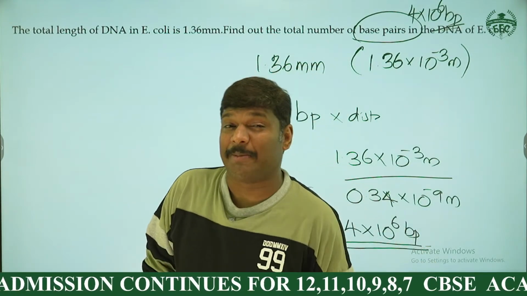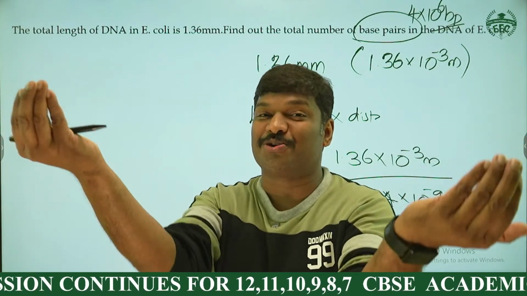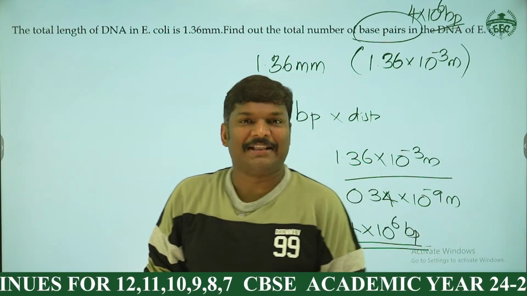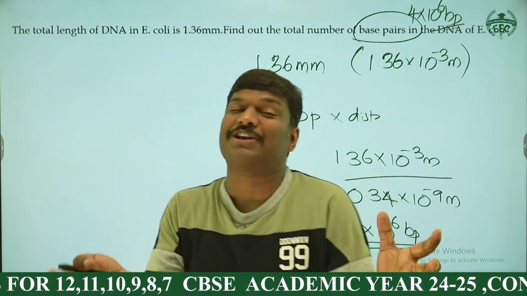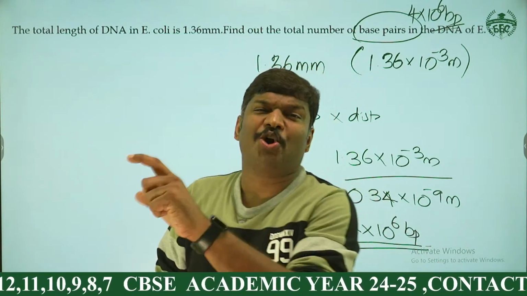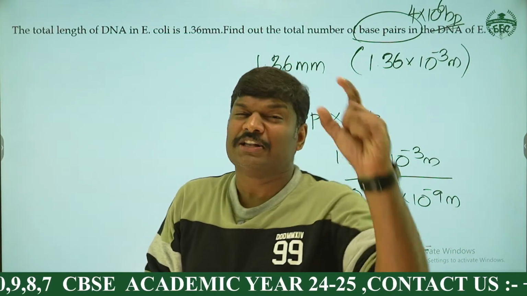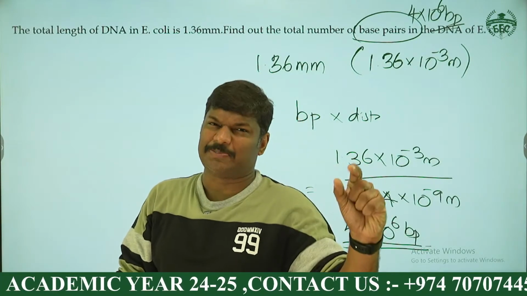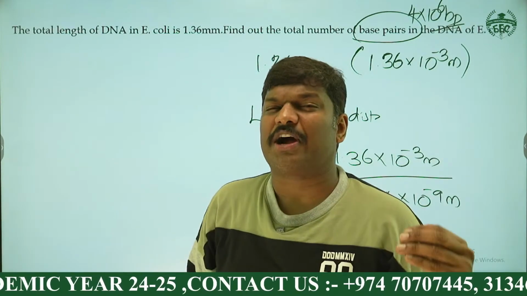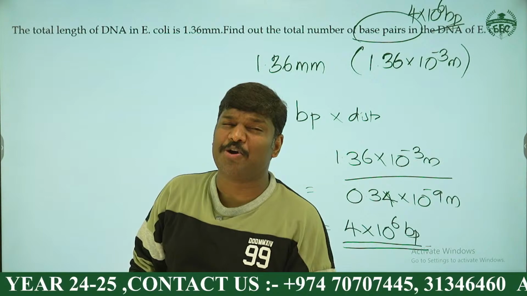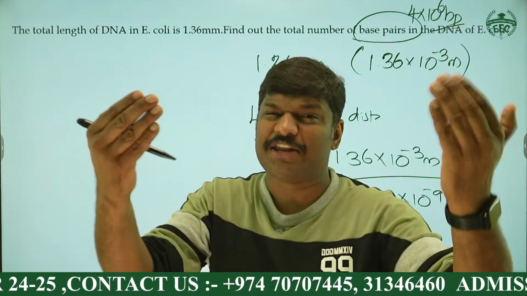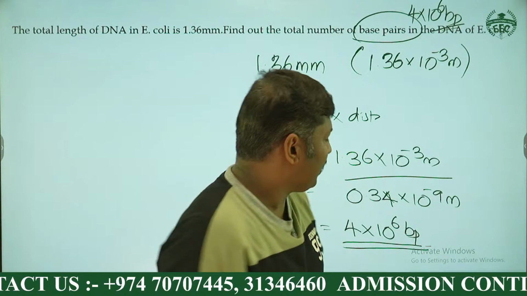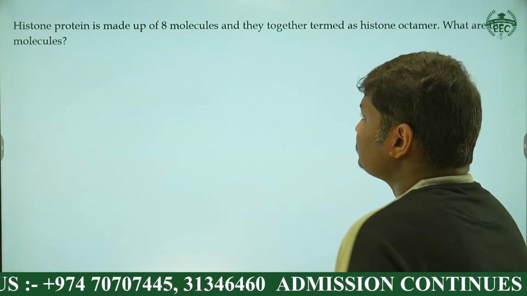Sometimes there may be a chance of asking an additional question other than human DNA and the E. coli DNA. And the answer is like this, my dear student. What is the total length of DNA? How can you find out? The total length of DNA is always equal to the total number of base pairs into the distance between the neighboring base pair. If it is given in millimeter, you have to convert it into meter. If it is given in nanometer, you have to convert it into meter. Then you have to do the procedure what we explained here. Okay, moving into the next question.